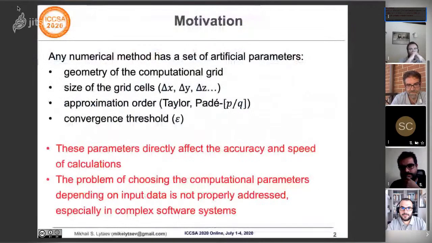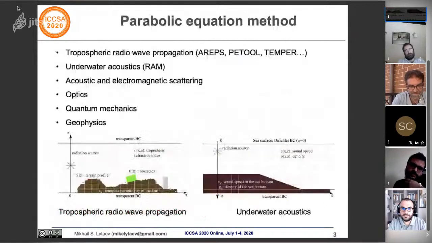method. It is well known that any numerical method has a set of artificial parameters, such as geometry of the computational grid, size of the grid cells, approximation order, convergence threshold, and so on. Those parameters directly affect the accuracy and speed of calculation, and the problem of choosing the computational parameters depending on input data is not properly addressed, especially in complex software systems.